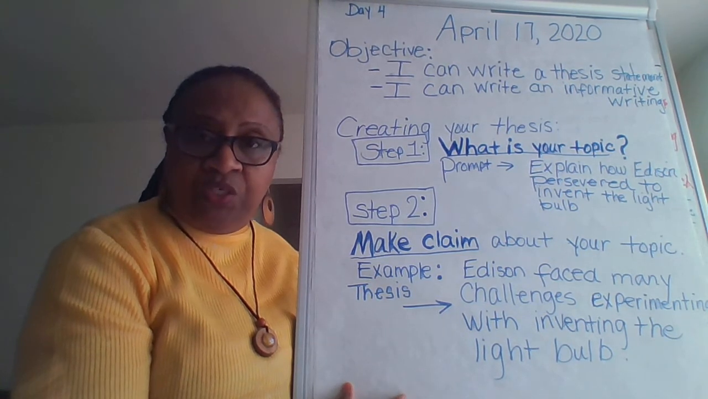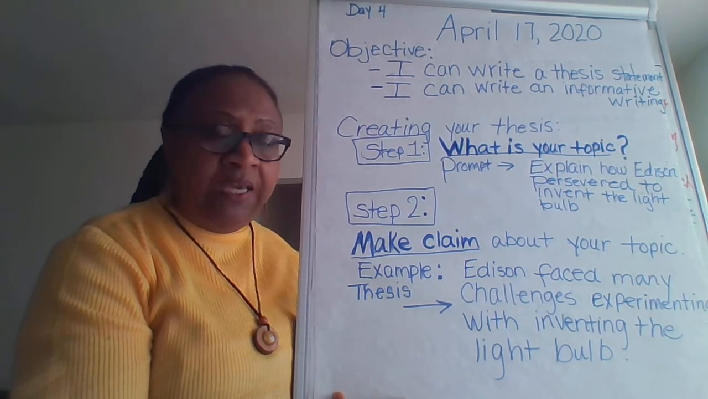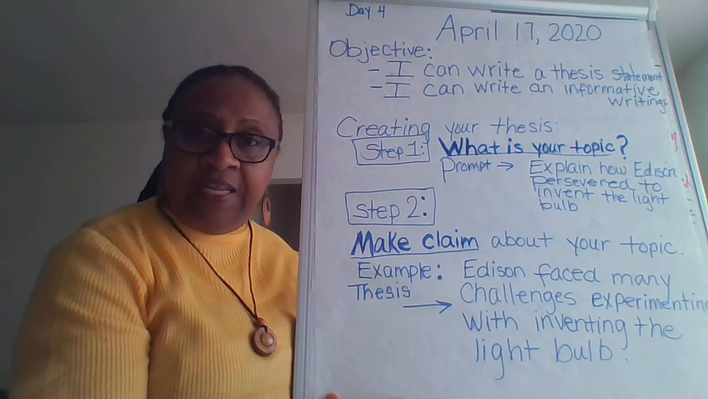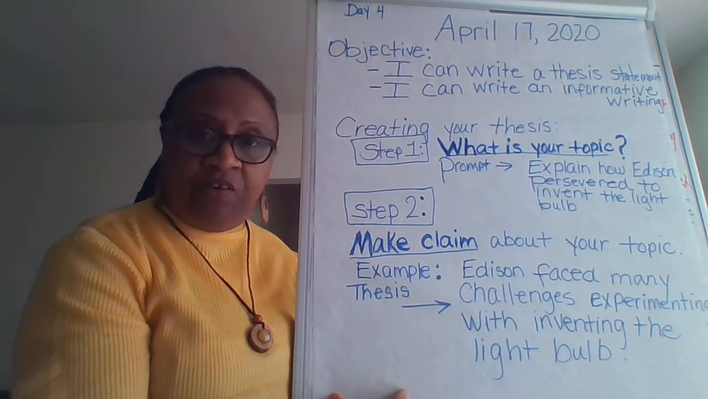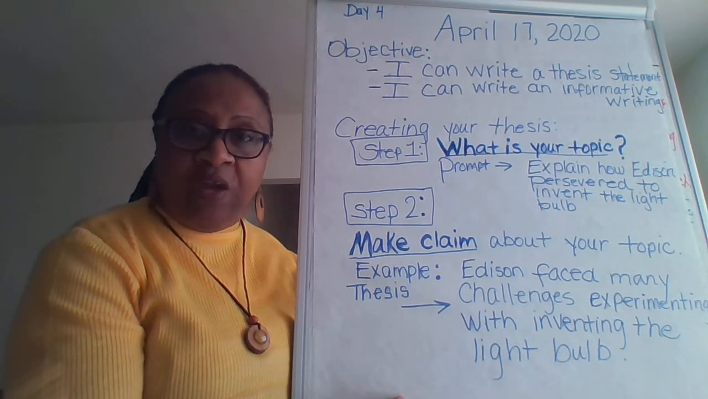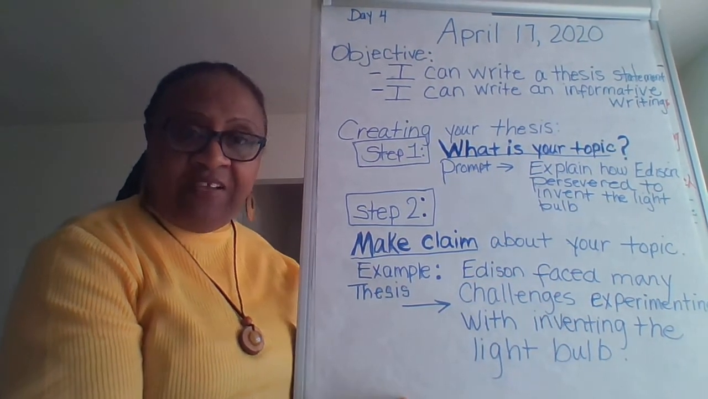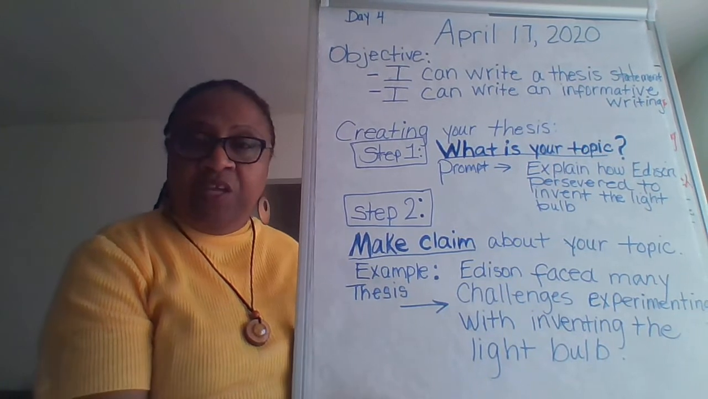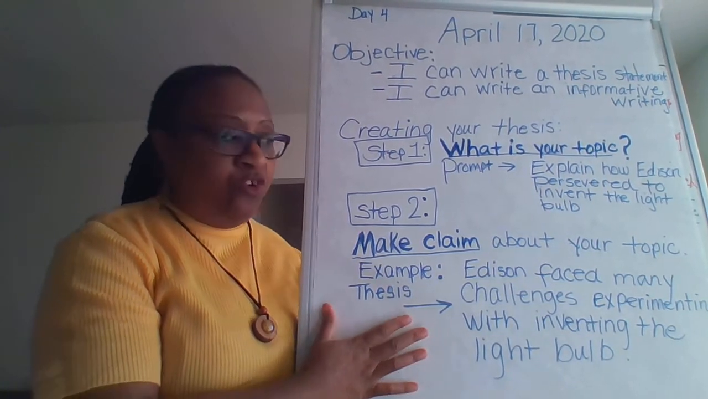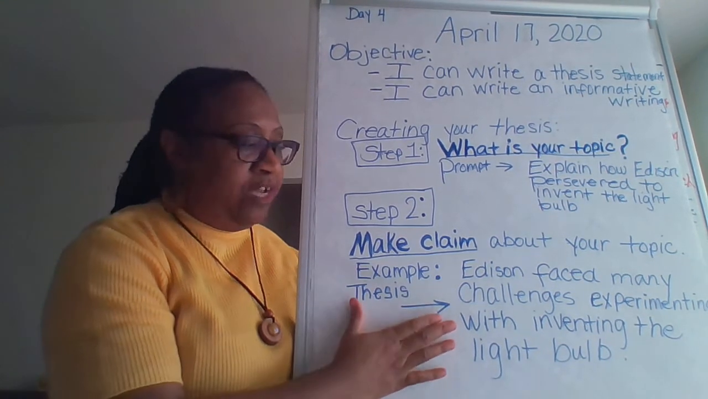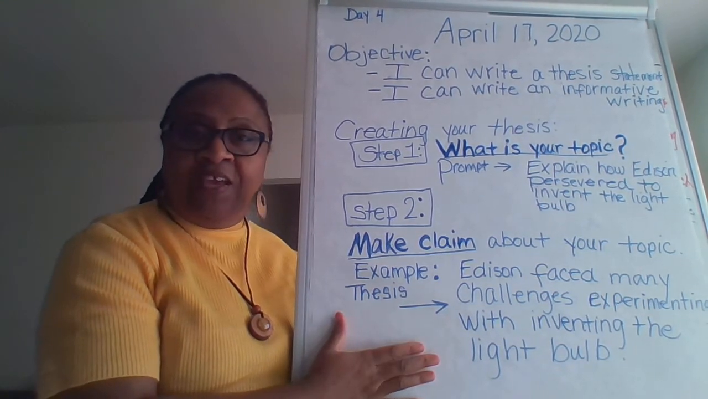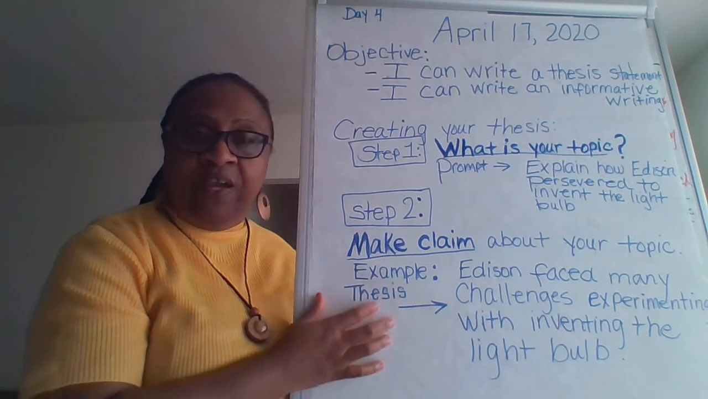And conclude your paper. Again, this is an informative writing. This type of writing is based on facts. It's not a fictional writing. It is based on facts. So take your time, use your guide, use the example, and you can create your own example, okay? And go ahead and get your writing started.